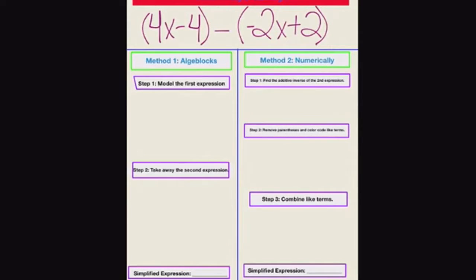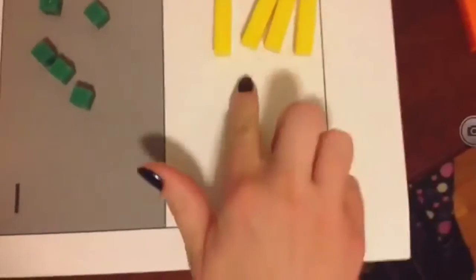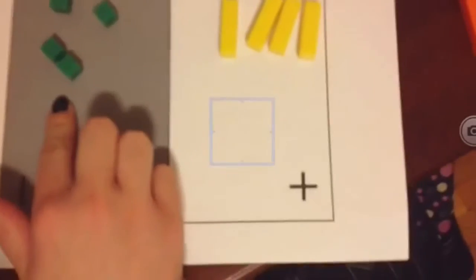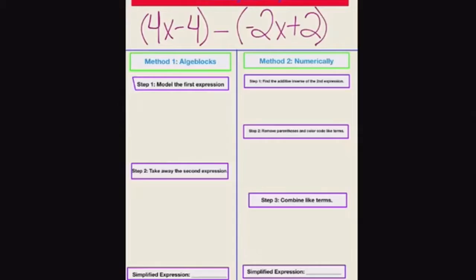Okay, just one more to try this way. 4x minus 4 minus negative 2x plus 2. So again, let's start by modeling that first expression. So we're going to model 4x minus 4. So I'm going to show my positive 4x over here on my positive side, and then minus 4 over on the negative side. So we've got 4x minus 4 showing. Go ahead and take a picture. Drop that into GoodNotes.